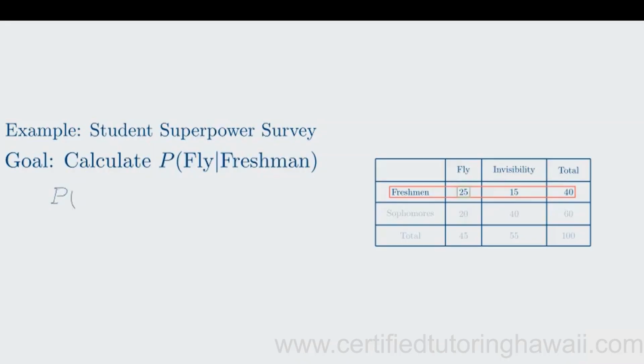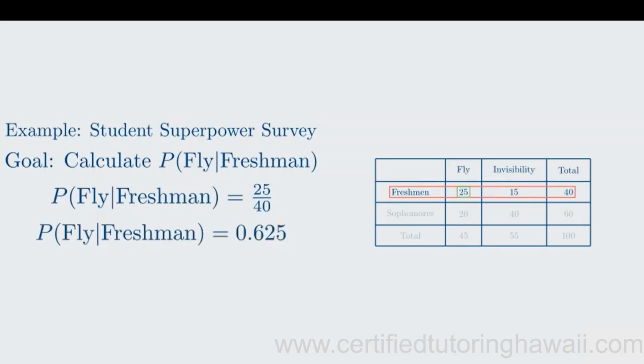Out of these 40 freshmen, how many prefer flying? We see that 25 do. We can simplify this fraction. 25 divided by 40 is 0.625.